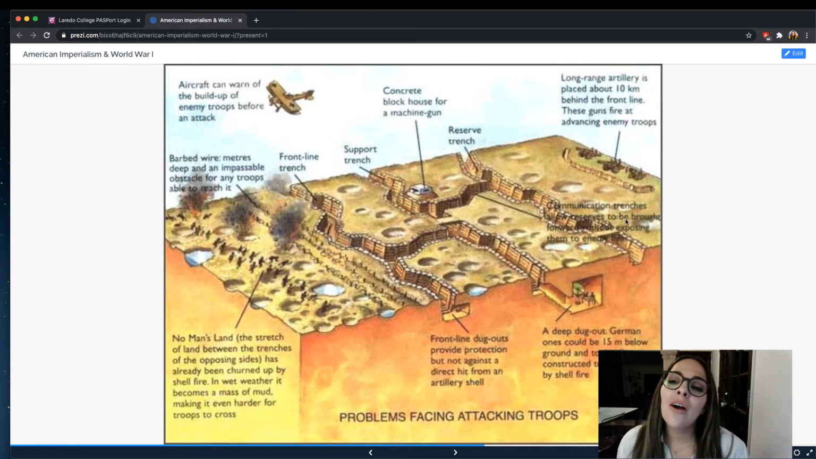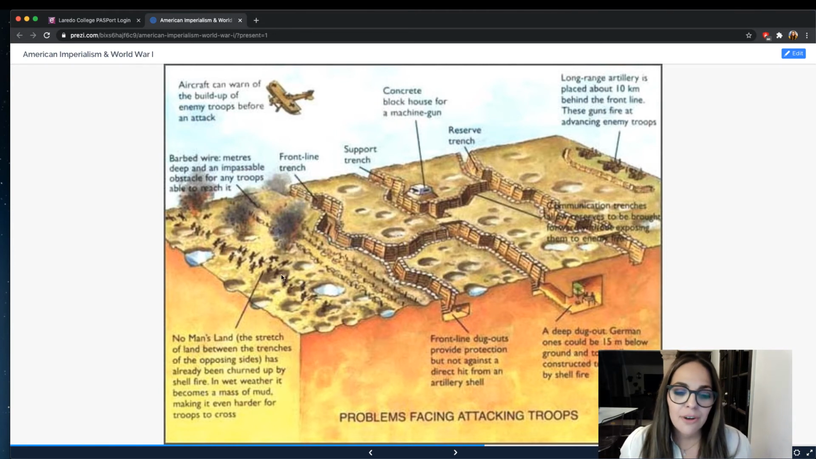Because there are these long-range artillery guns. Everything is being shot at right here. No man's land is the area between the enemy sides, okay? You don't want to be there. Everything is being shot at you. There's no way that you could possibly shoot back because they're 10 kilometers behind.